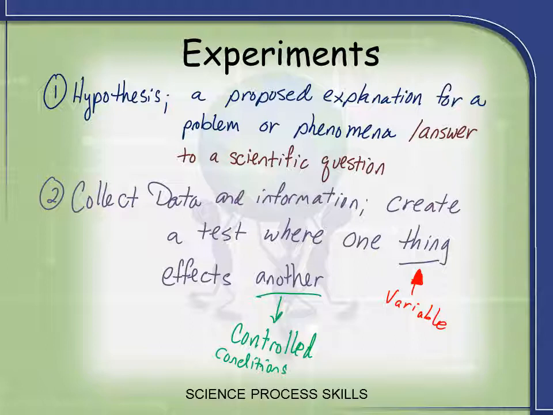And the second thing, we have to collect data. So to do this, you create a test, and you change one thing that you'd like to know about the phenomenon, and you do it in a controlled situation, and that one thing you change is the variable. You want to change one variable to see how it impacts other variables, and we'll talk about that in the next slide.